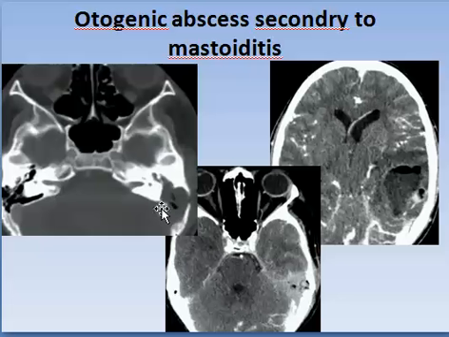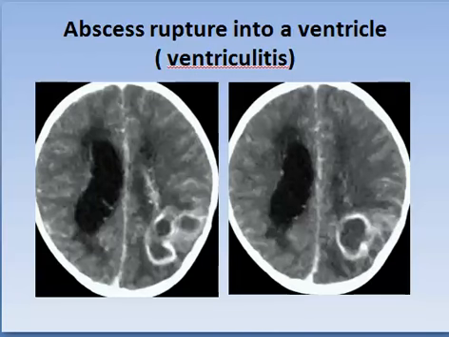This is due to mastoiditis with large abscess formation and air. So this is otogenic, from the ear. Destruction of the mastoid bone, destruction of the mastoid air cells, thus air comes in. This is the multilocular abscess, ruptured into a ventricle, and thus we have associated ventriculitis.